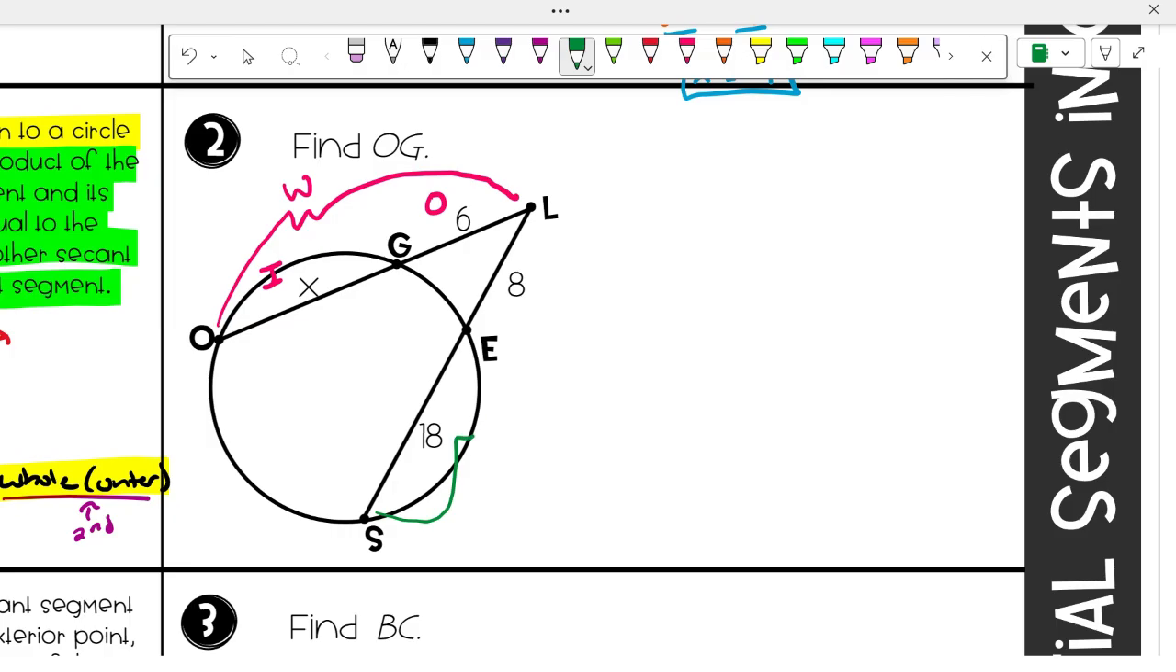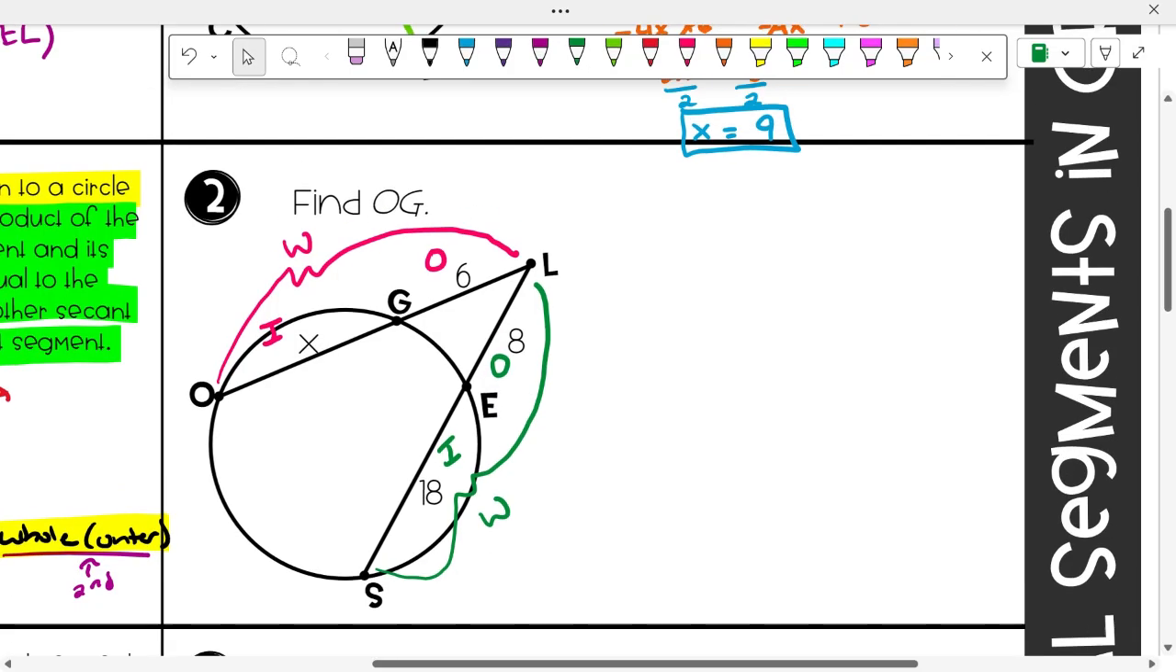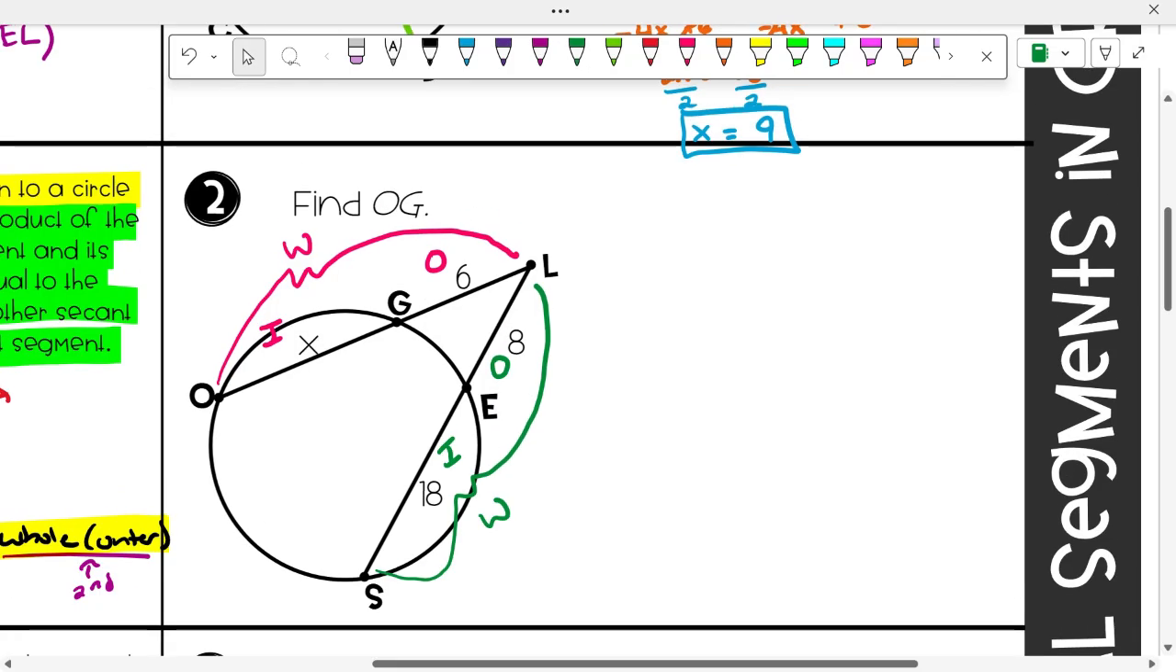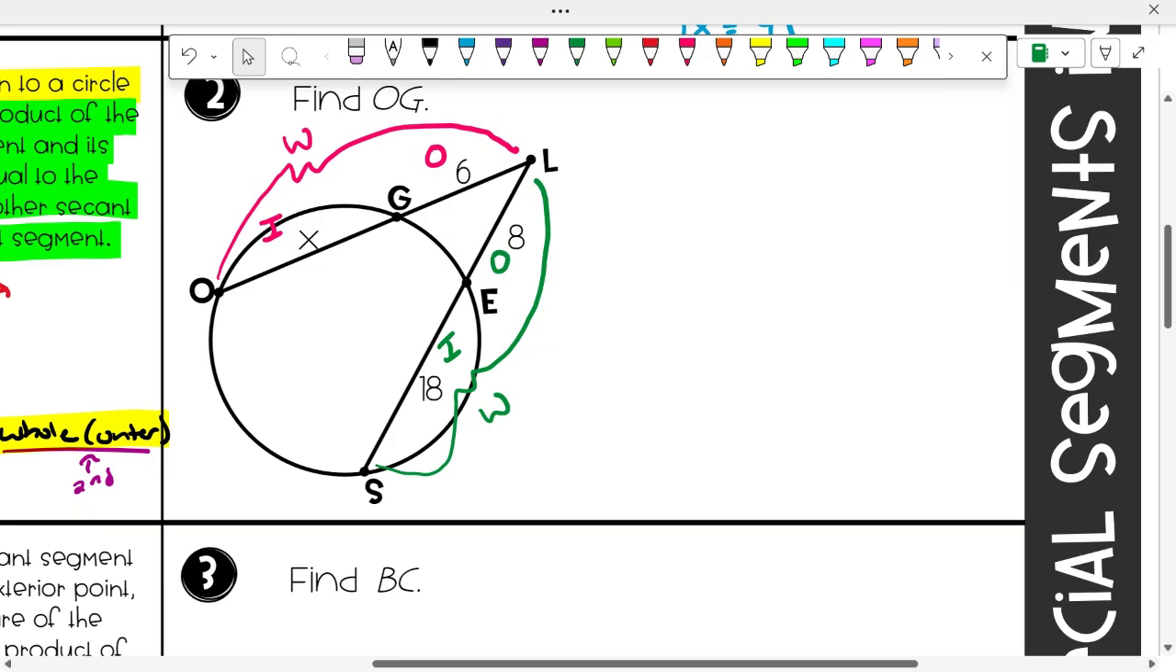What about for SL? SL is obviously my whole. So what's my inner? 18. Outer? 8. This is how you should start pretty much all of these types of problems. Now, how long is my whole segment for SL? So the green, how long is that? 26. How do you know? 8 plus 18. So the whole is equal to 26.